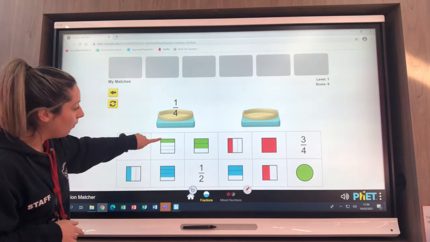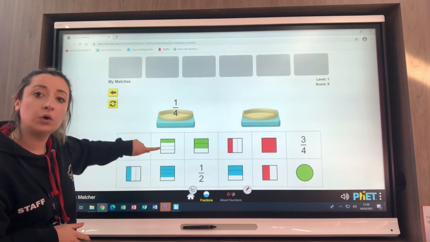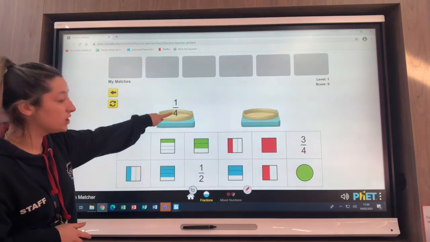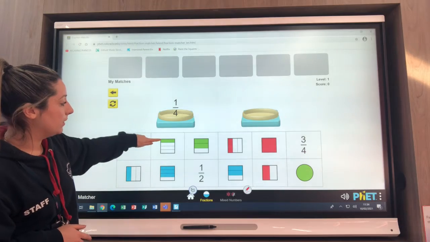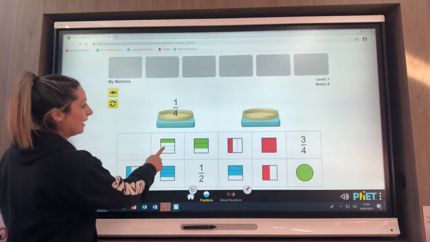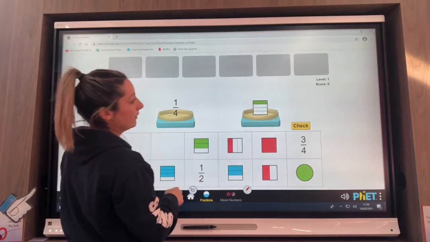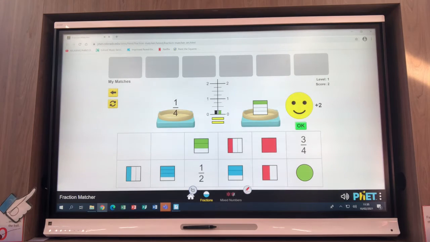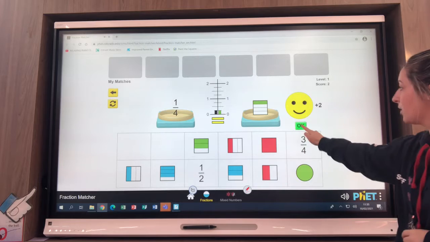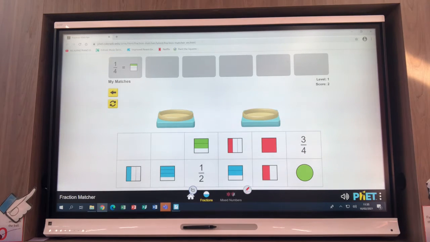So this has got 1, 2, 3, 4 parts, which is for my denominator, and it's just got one of those parts which is shaded, which is my numerator. Okay, let's check if that's correct. Brilliant, so that one is correct. Let's have another one. So we press OK, and then we need to do another match.